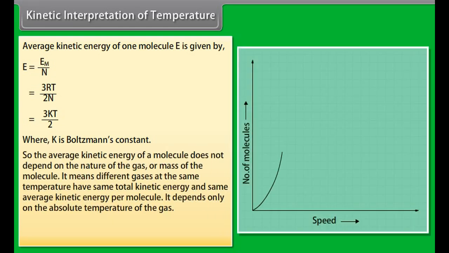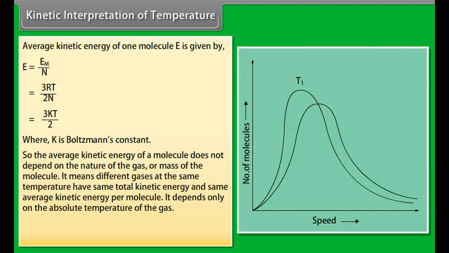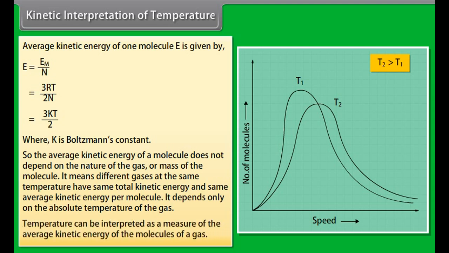So, the average kinetic energy of a molecule does not depend on the nature of the gas or mass of the molecule. It means different gases at the same temperature have the same total kinetic energy and the same average kinetic energy per molecule. It depends only on the absolute temperature of the gas. Temperature can be interpreted as a measure of the average kinetic energy of the molecules of a gas.